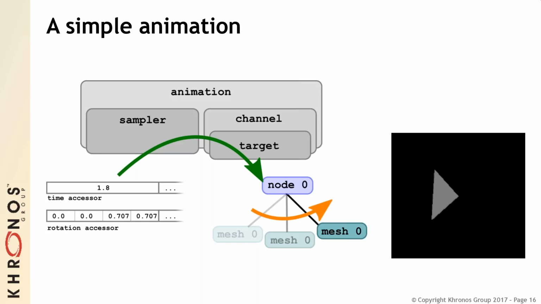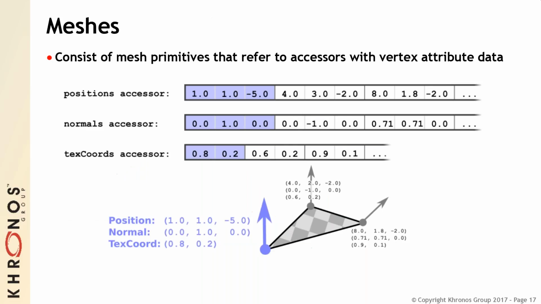The actual representation of the geometry data in a glTF asset is also based on accessors. In this case, this example shows a simple mesh. Each mesh consists of a set of mesh primitives, and these mesh primitives assemble the set of accessors that provide the vertex attributes. For example, here is shown a triangle that has attributes: position, normal and texture coordinates.